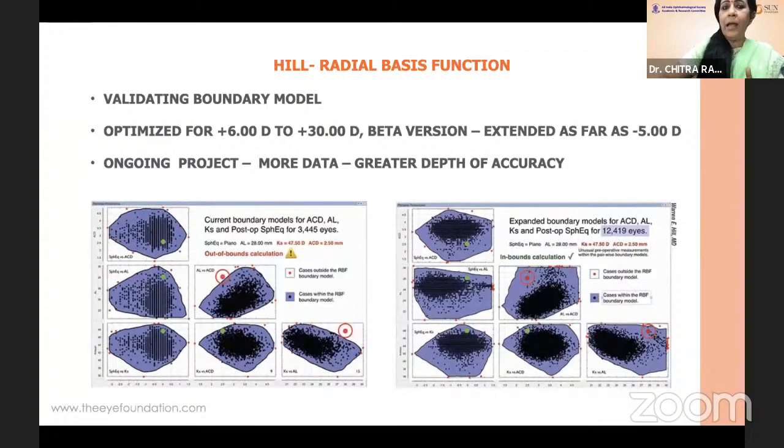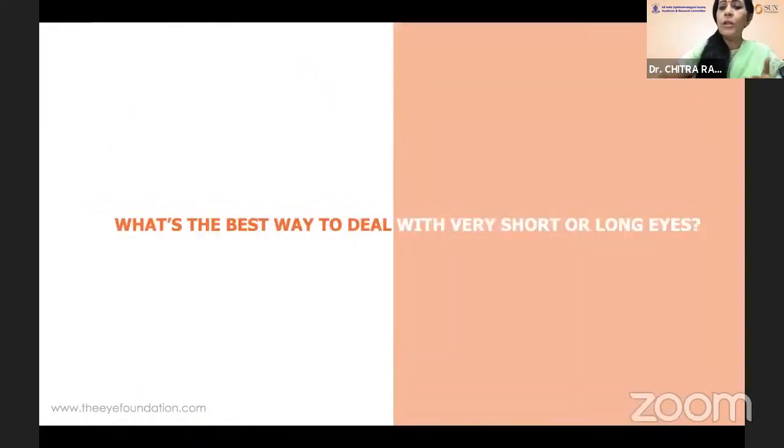With the Hill RBF, what we realize is they have optimized it now to an extended beta version, which gives precision even up to -5 diopters.